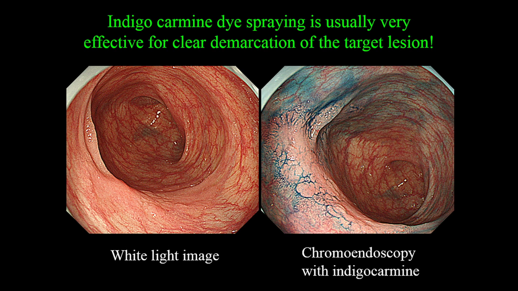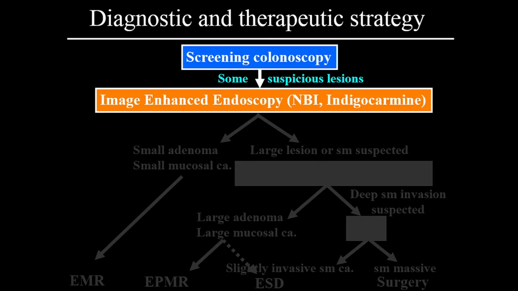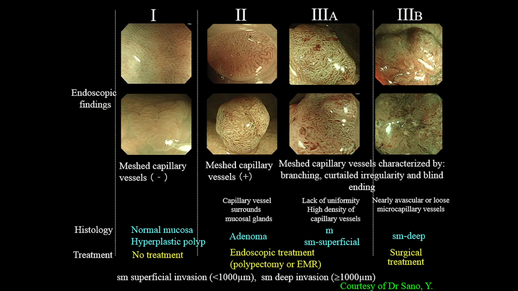That is very effective. Then we can use NBI magnification for the characterization of the target lesion. I think Sano's classification is very popular already. In case of non-meshed capillary vessels, it usually suggests hyperplastic polyp or normal background mucosa. And if you can find meshed capillary vessels, it usually suggests a benign lesion such as adenoma.